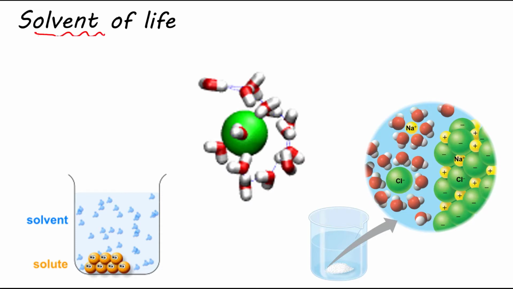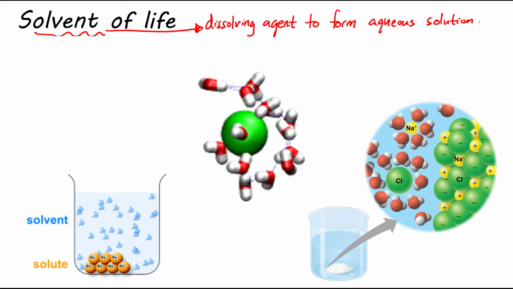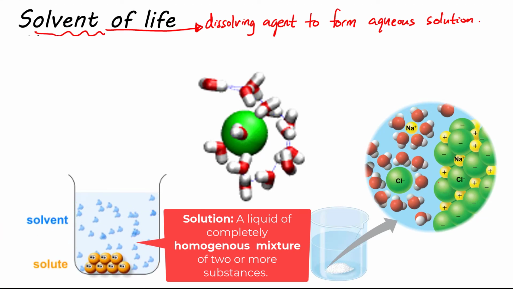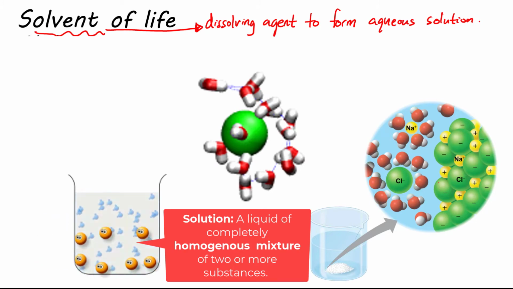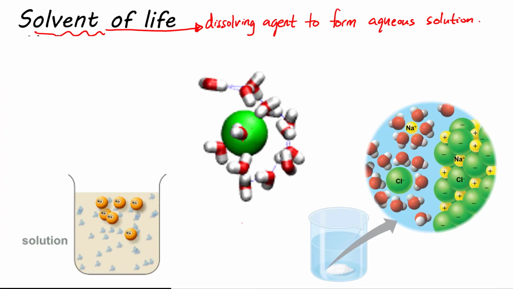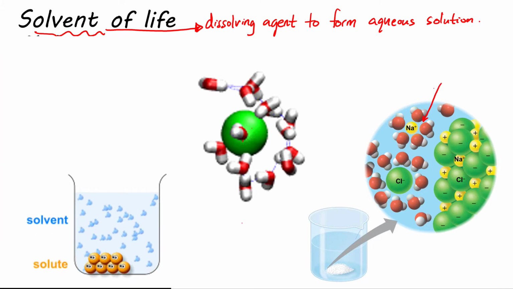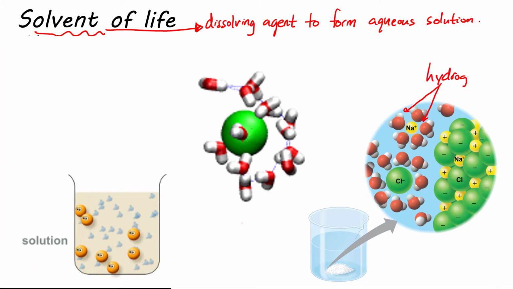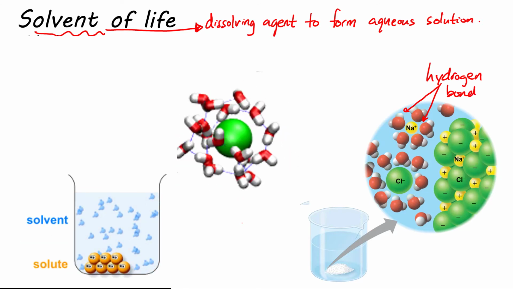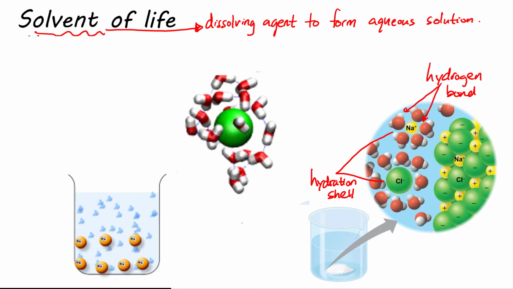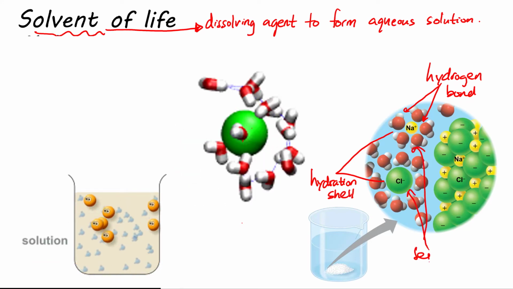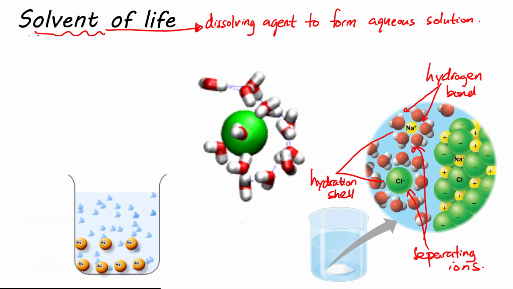Water is also a very versatile solvent, a dissolving agent that can dissolve many different types of solutes to form an aqueous solution. A solution is a completely homogeneous mixture of 2 or more substances. The reason why water is very good at dissolving substances is because of its hydrogen bonds, which allow the water molecules to form a hydration shell around the ions, as shown here, and thus separate the positive and negative ions apart in ionic compounds.